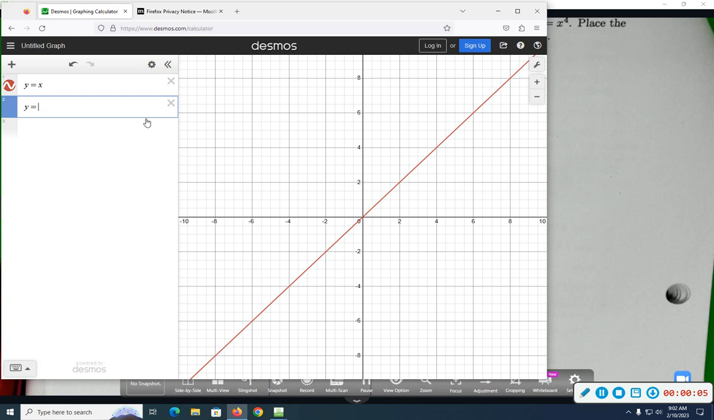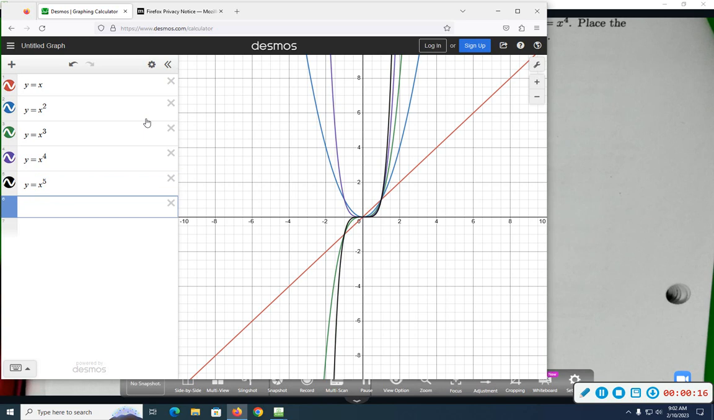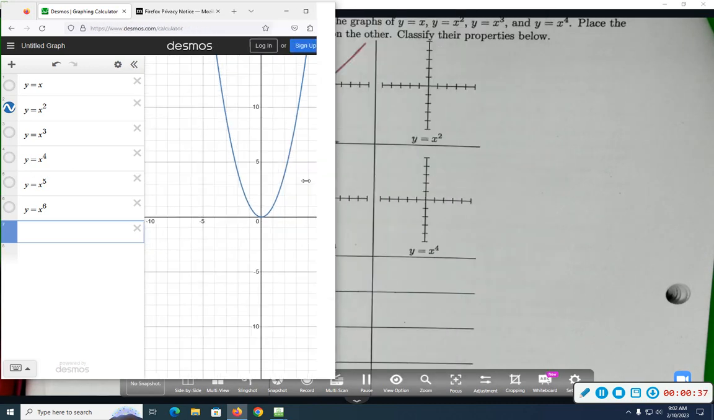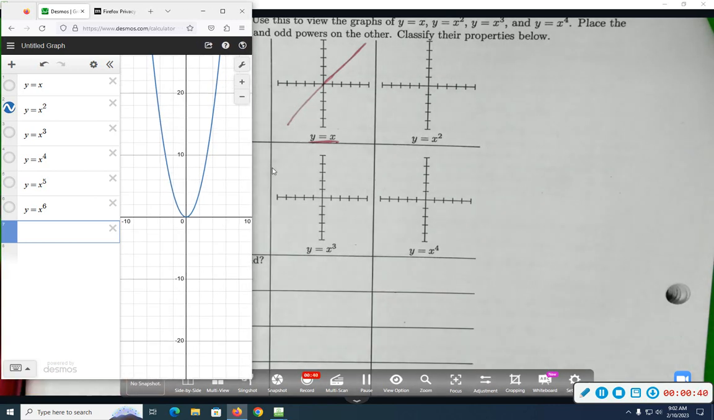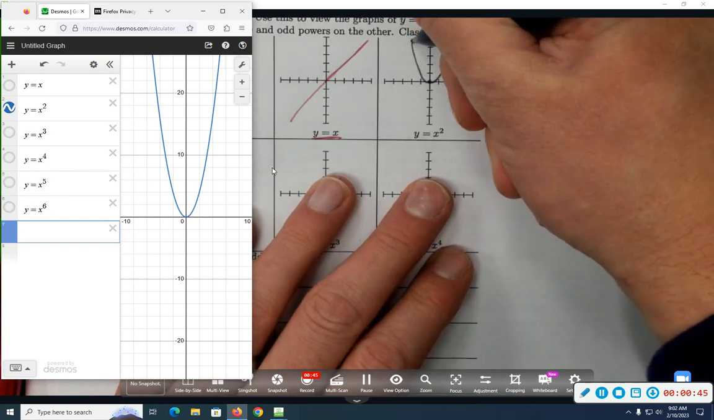All right, y equals x. That's probably good enough. Let's pull some of these up and just get an idea of what some of them look like. So if we focus just on y equals x squared, we get a graph that looks something like that. So we'll copy it down. It goes through the origin, curves up in either direction.